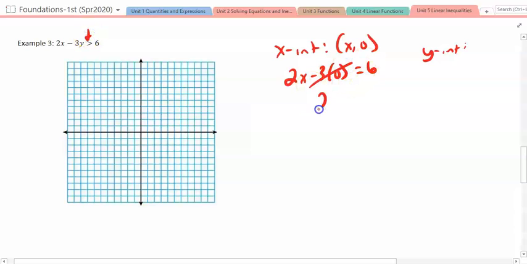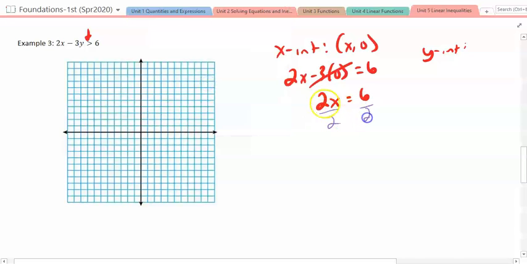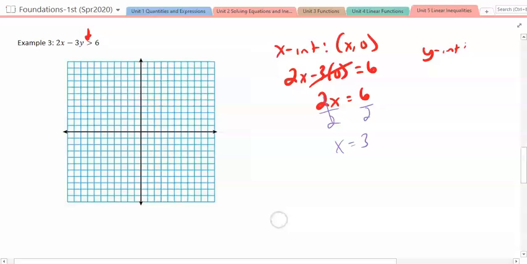So this goes to 0, so 2x is equal to 6. We're going to divide both sides by the 2. And so that x is equal to 3. So my x-intercept, and I'm sorry that my screen keeps jumping on us, but my x-intercept is 3, 0. So I'm going to put that point on my coordinate plane right there.